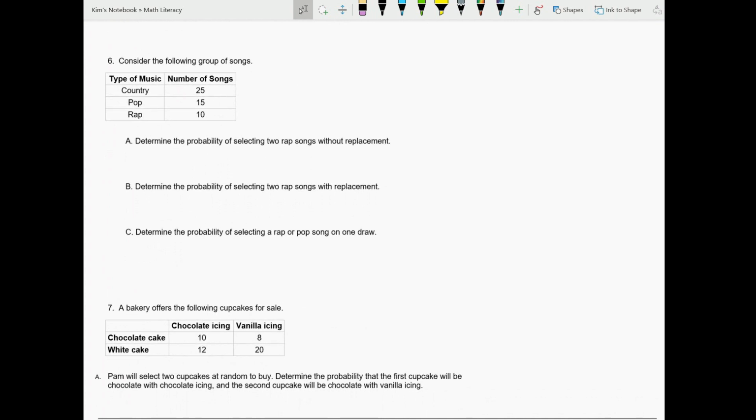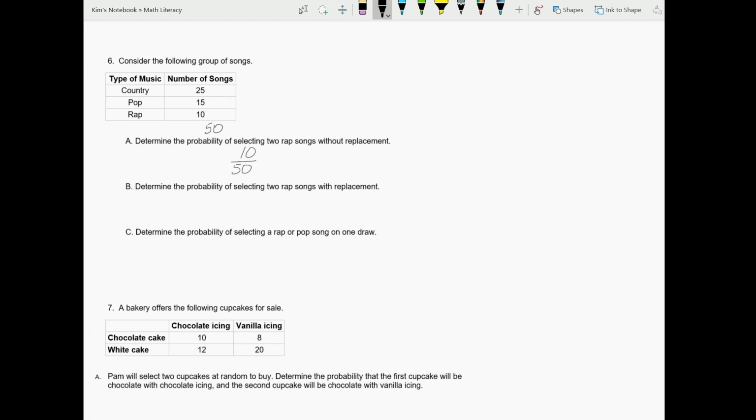Problem 6, consider the following group of songs. We have different types of songs and the number of songs. Find the probability of selecting 2 rap songs without replacement. First of all, I have to figure out how many songs there are altogether, and there's 50. The probability of getting a rap song is 10 out of 50.